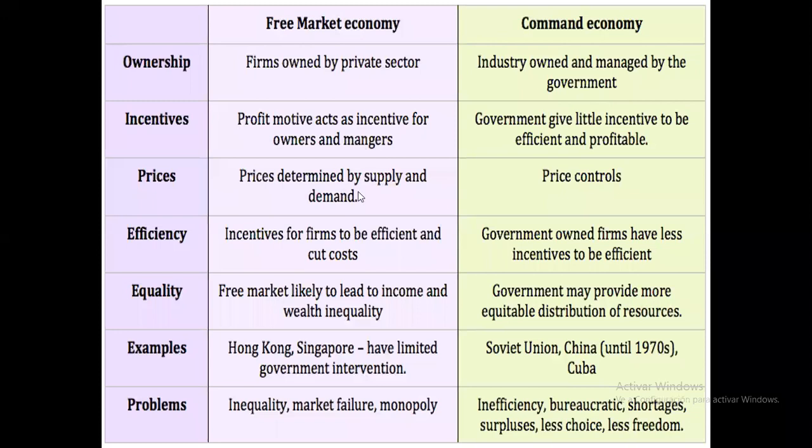Over here is supply and demand, demanda y oferta. So the market is the one who decides what the price is going to be. Efficiency, definitely, the government is not that efficient, it's less efficient. Examples: Hong Kong and Singapore have limited government intervention. Now, Soviet Union, China, and Cuba, definitely, the command or plan system is the one. The planning system is the one who decides what to do.